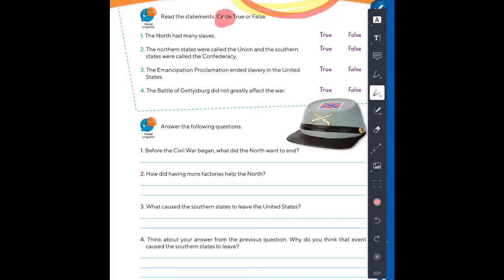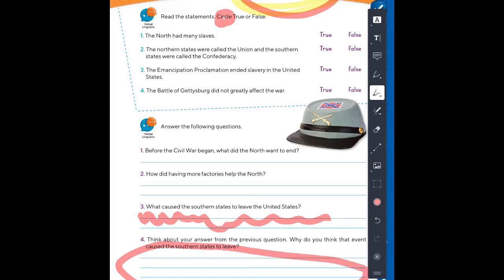Number 3, what caused the southern states to leave the United States? Why did they take that decision? Why did they say, okay, no, we need to leave? Why, guys? Now, number 4, think about your answer from the previous question. This one here. Why do you think that event caused the southern states to leave? So you're going to write here the cause, la causa por la cual ellos se tuvieron que retirar de Estados Unidos. And now here you're going to write, why do you think that event caused the southern states to leave?